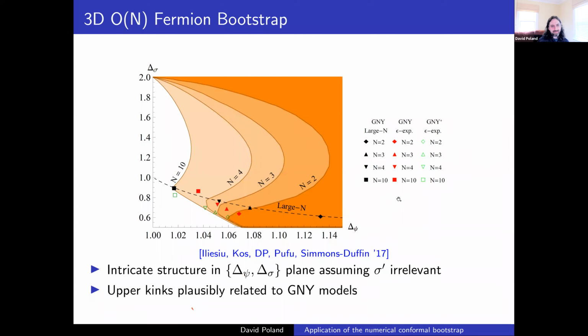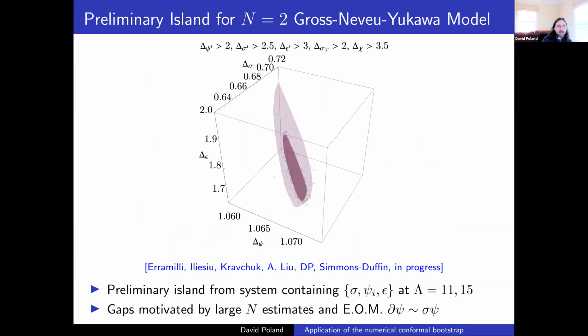tips of these structures. So what I wanted to tell you is that one new application of this blocks 3D software has been to exploring systems of correlators involving the fermion, the scalar, the leading parity odd scalar sigma, and the leading parity even scalar epsilon. And by exploring this bigger system using the latest cutting plane algorithms and blocks 3D software and so on, we've now managed to compute an island for the N equals 2 Gross-Neveu-Yukawa model.